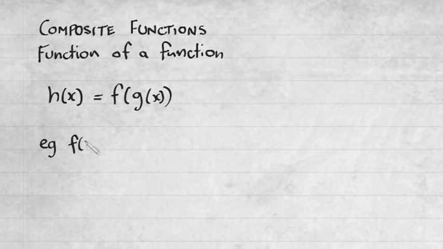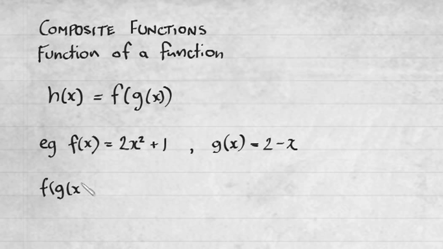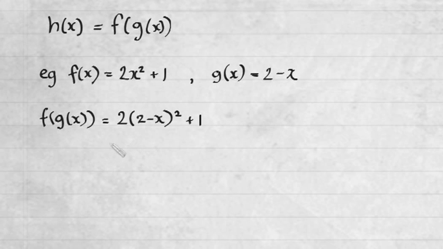Let's have a look at an example. In this example, f of x is equal to 2x squared plus 1, and g of x will be equal to 2 minus x. So f of g of x means we substitute into f the value we have for g. So g is 2 minus x, we substitute that for the value of x in f, and we get f of g of x equals 2 outside of (2 minus x) all squared plus 1, because g is 2 minus x.